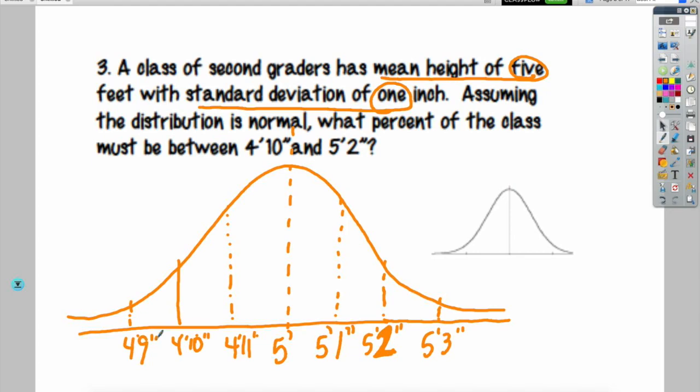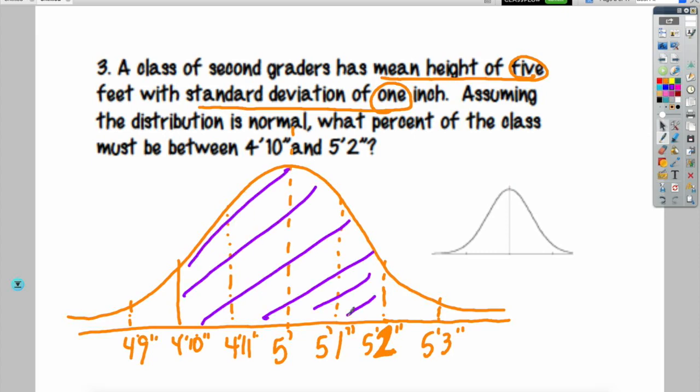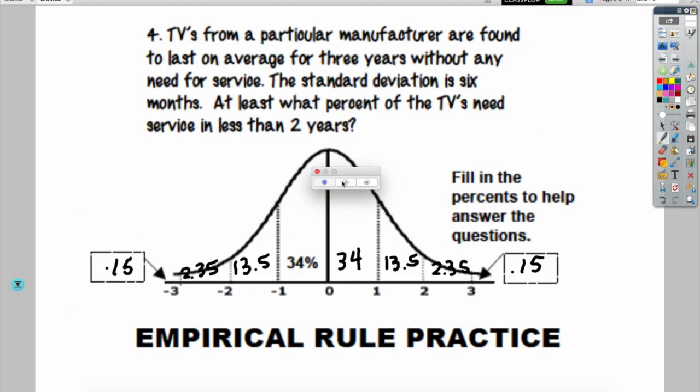Which one? On the 2 standard deviations. So right here, 95% of the class has a height between 4'10" and 5'2". Okay. I want you guys to try the next one on your own. If you have questions, please make sure you ask either myself or Brian. We're here to help with this problem.